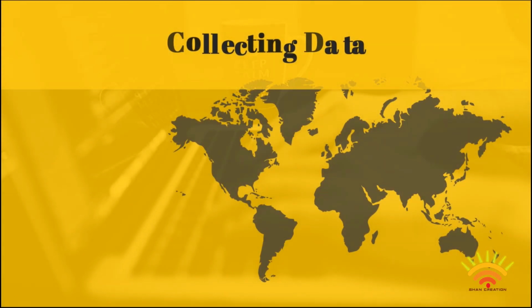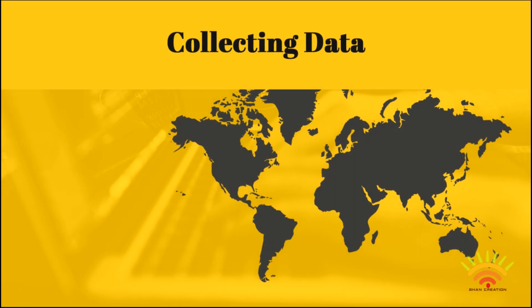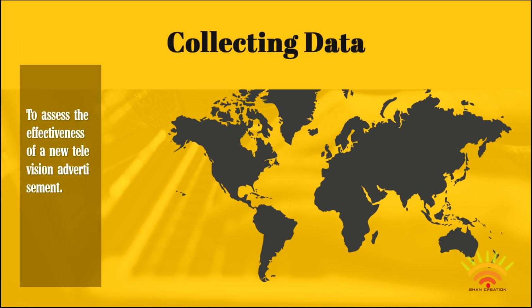Okay, then we will learn how this data collection helps a researcher to understand or make conclusions about a problem, to make correct decisions. For example, a marketing research analyst needs to assess the effectiveness of a new television advertisement, whether the advertisement is working to improve the sales of a particular product.